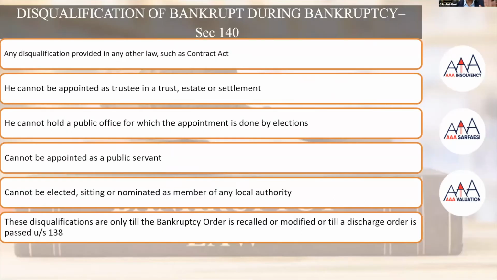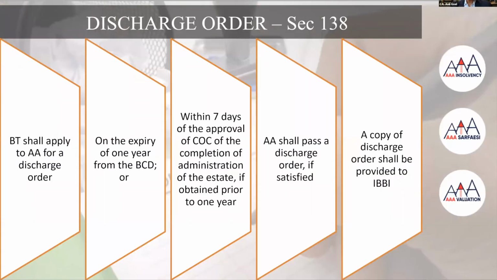I would actually go a step further, because we are comparing the discharge orders. So let us see what is the discharge order under section 138, because this pertains to the bankruptcy part of it. The bankruptcy trustee has to apply for this discharge order, again on the expiry of 1 year from the BCD, the bankruptcy commencement date, or within 7 days of the approval of the COC of the completion of the administration of the estate, if obtained prior to 1 year.